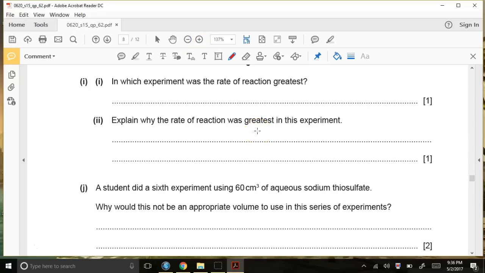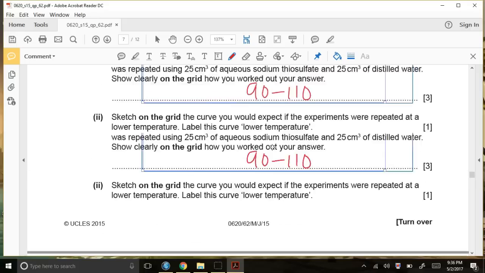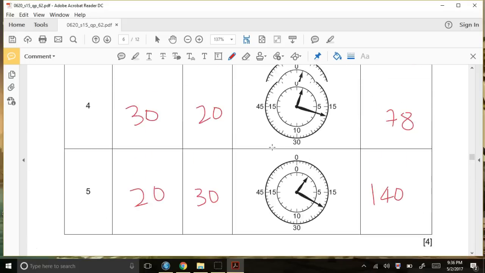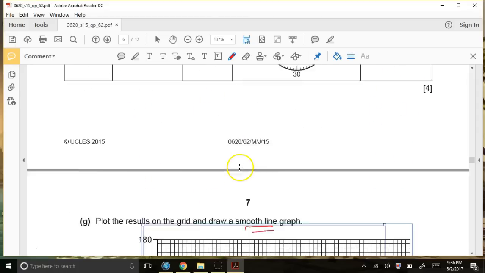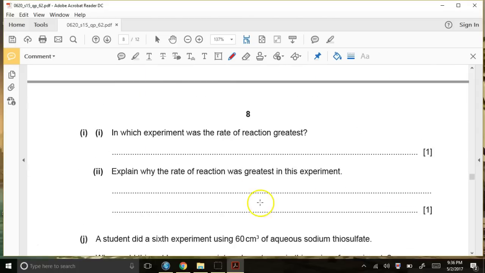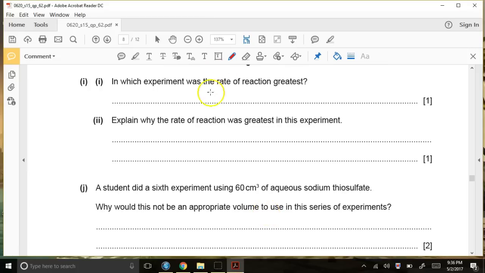Let's have a look at the next question, which says, in which experiment was the rate of the reaction fastest? Well, for this, what do you think? If you go back to those numbers here, the volume of thiosulfate is the highest here, and that's obviously the most concentrated, and the time taken was the least. So that's why experiment number 1 would be the right choice here. So that's the answer there, experiment number 1.